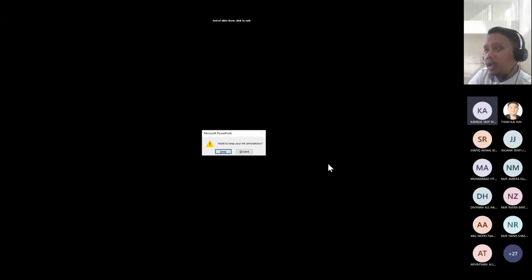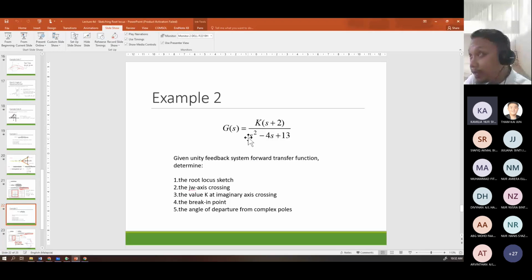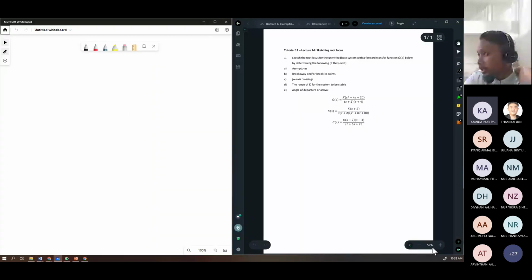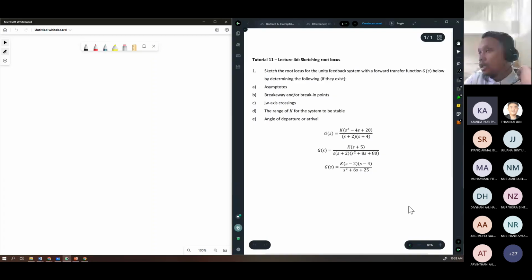Okay, so that's it for lecture 4D. Now let's look at the tutorial. Okay, so there are 3 questions here. Sketch the root locus for the unity feedback system with forward transfer function G below by determining the following if they exist. Okay, so if these exist, then you can determine. Let's look at the first transfer function.